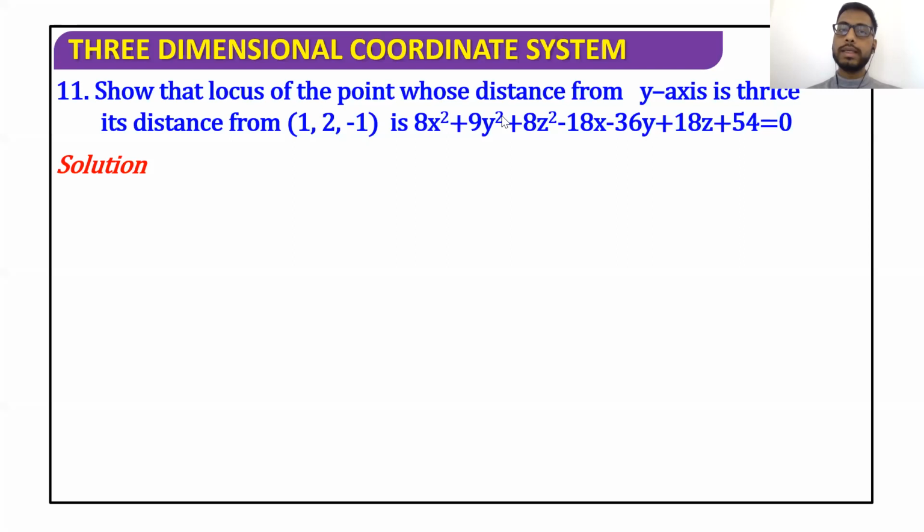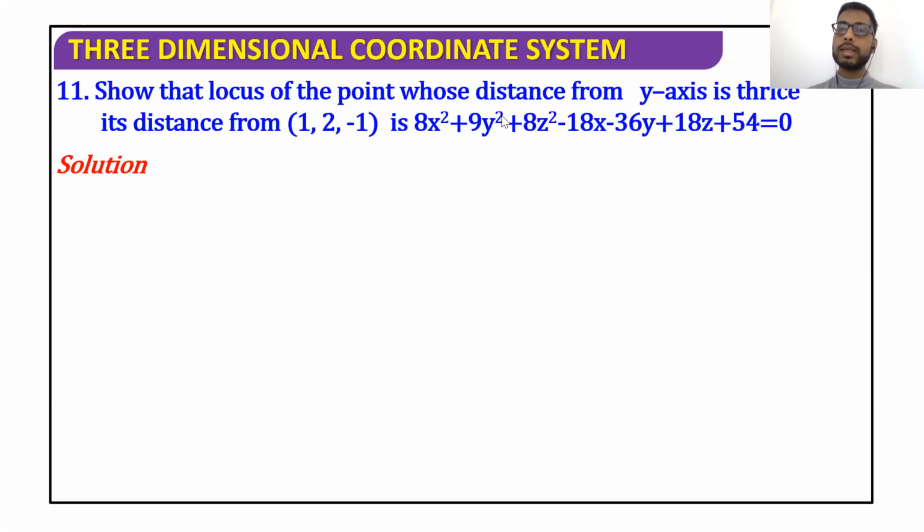How can I find PA? By using my distance formula. P is having coordinates x, y, z, and A is having coordinates 1, 2, minus 1. On my left hand side, I have distance from y-axis. So how can I get distance from y-axis? It means that my y coordinate is not going to be there. I'm going to have my x and z coordinates.